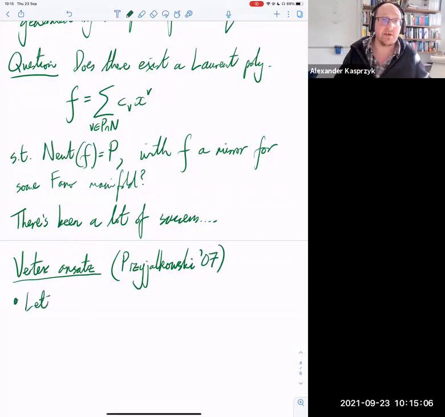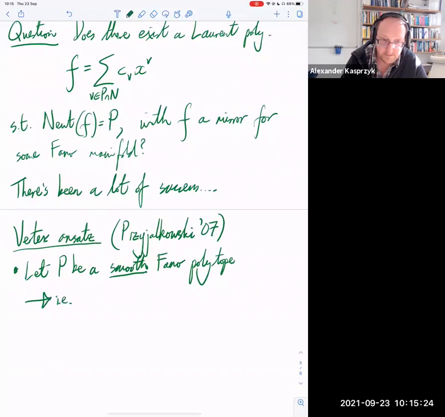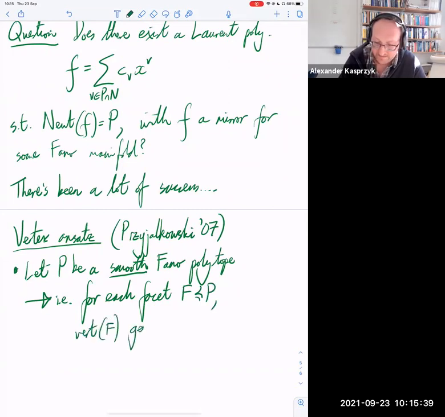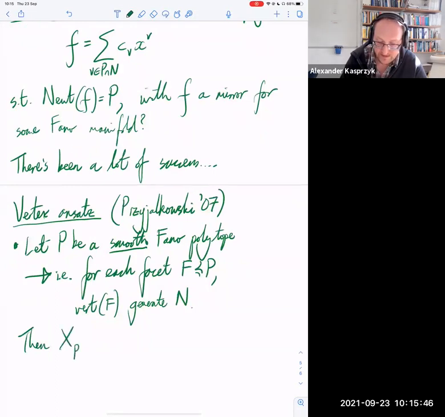So we need to restrict still further. We can't be working with Fano polytopes. We need to be working with a subclass of the Fano polytopes. We need to work with smooth Fano polytopes. Okay, so what does it mean to be smooth? For each facet F of P, we need that the vertices of F generate the lattice N. Okay, so then X_P, the toric variety, is smooth.